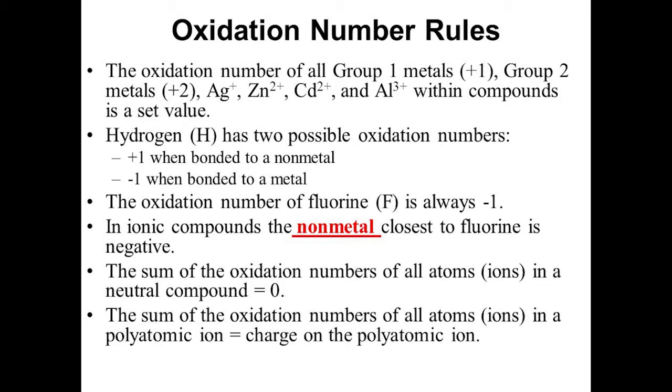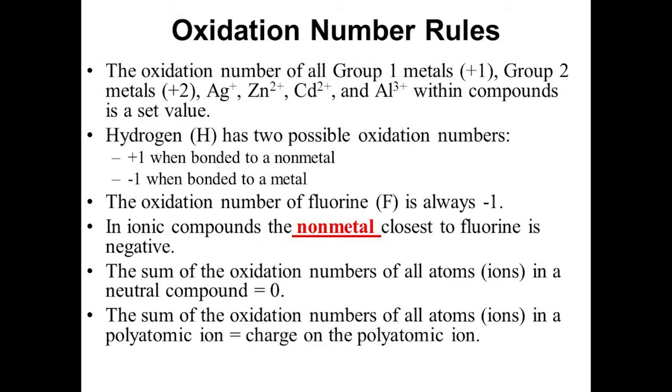The reason for this is electronegativity. The more electronegative an atom is, the greater the affinity it has for electrons, and remember that electrons are negatively charged. So if hydrogen is more electronegative than potassium, it's going to pull those electrons closer to itself than to potassium. Therefore, hydrogen is going to become negative, and potassium is going to become positive because it's losing a negative charge.